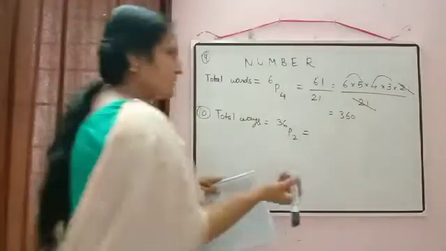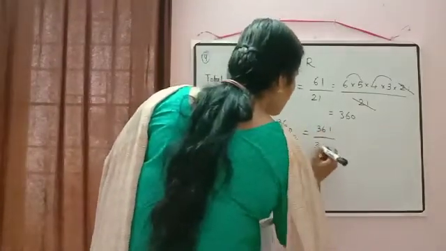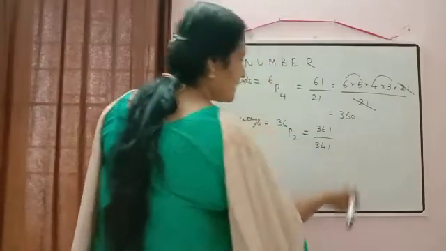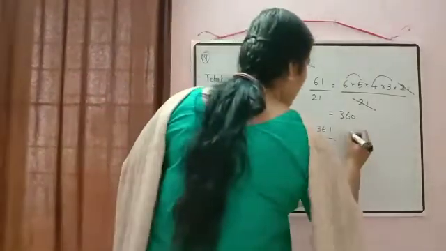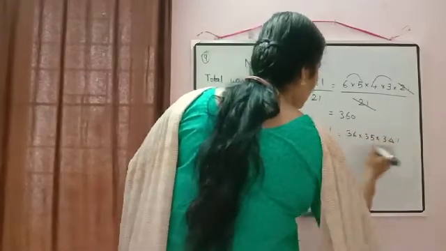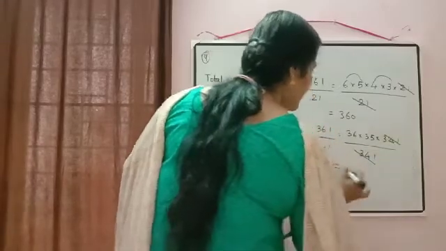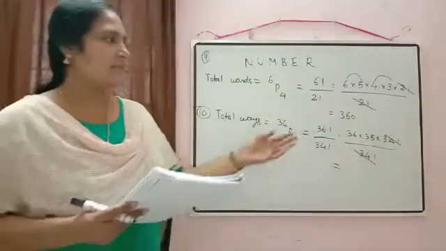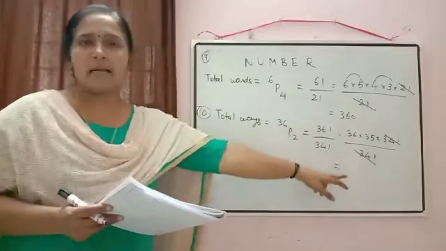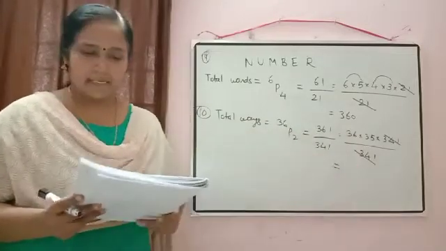36P2. Clear? Now just write down there 36 factorial by 36 minus 2. So that will come 34 factorial. Now it will be equal to 36 into 35 into 34 factorial by 34 factorial. These two will get cancelled there. And 36 into 35, you just multiply and write down the answer. I am not going to do the multiplication there.